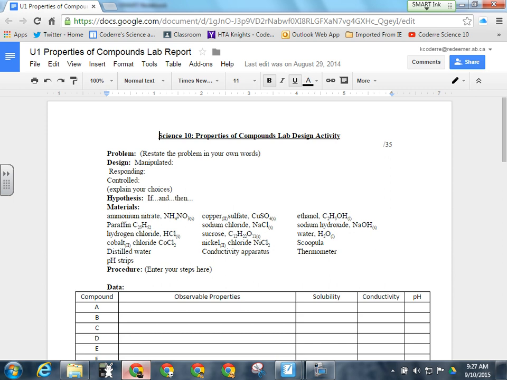So the if part needs to deal with the unique physical properties of things. It's got to mention that in there. That's the whole premise we're working on, that everything in this lab has unique physical properties. What are we going to do in this lab? So that's the if part.